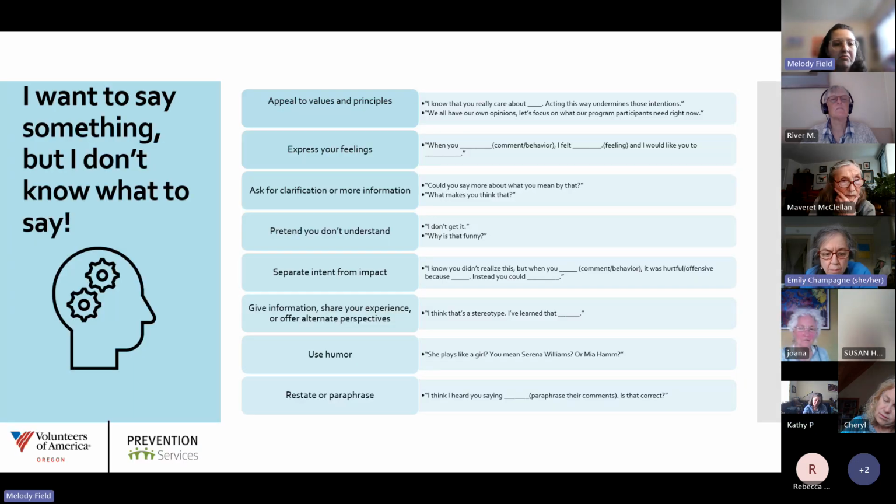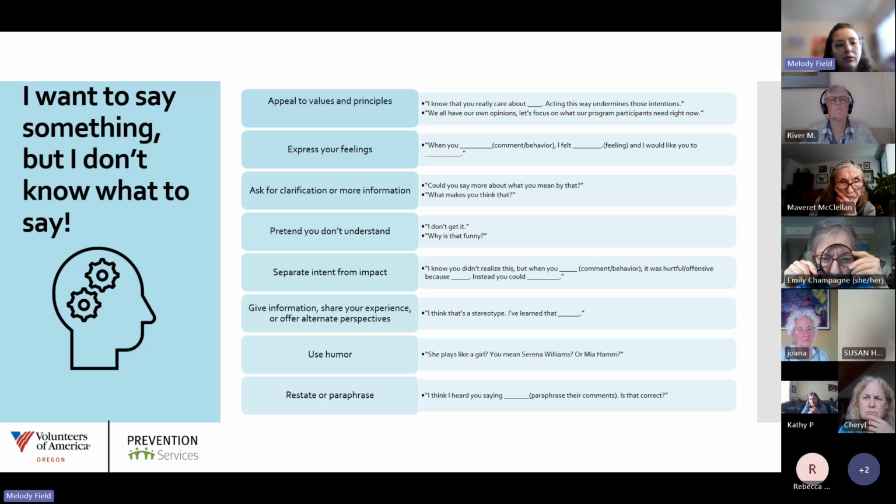And it can be hard to know what to say, but there are some different approaches that you can take, and some examples are listed here on the slide. Some of them, I believe, have been mentioned, one of them being expressing your feelings. Using an I statement can be helpful. You can ask for clarification or more information. That was one that folks had mentioned. Pretend you don't understand. Separate intent from impact.